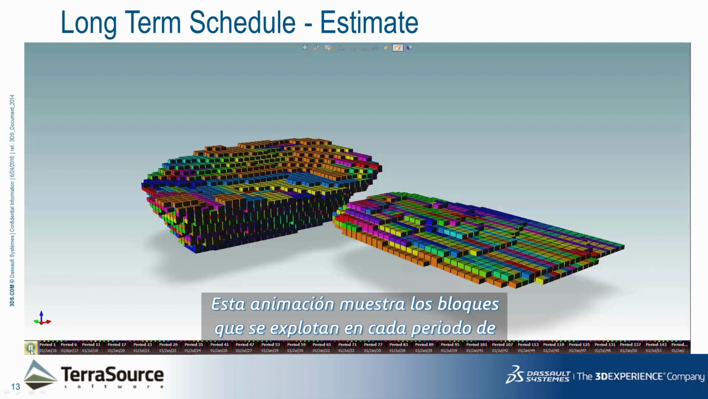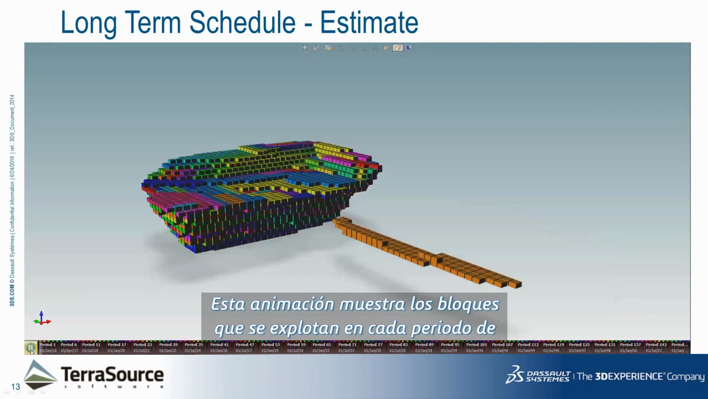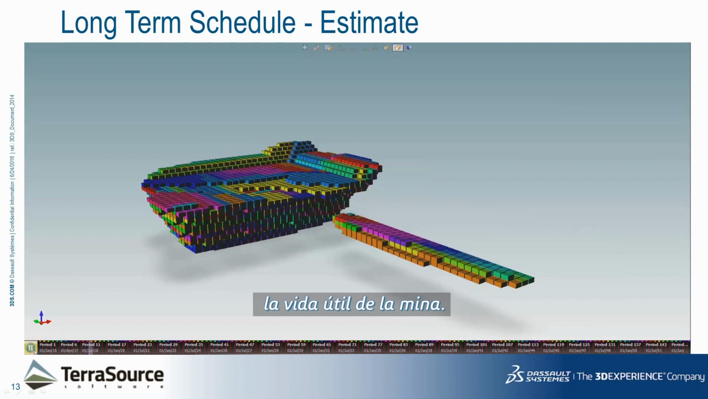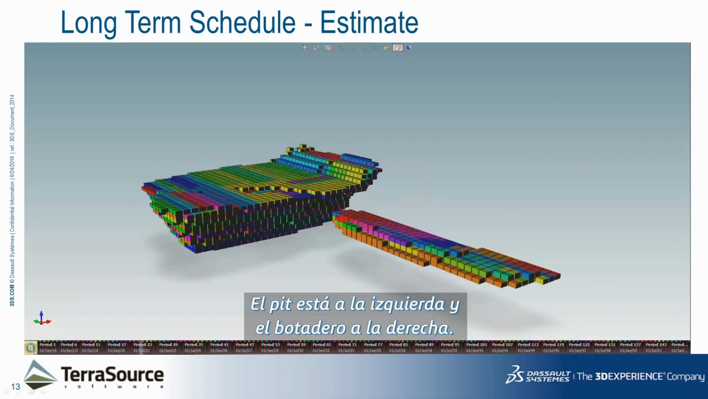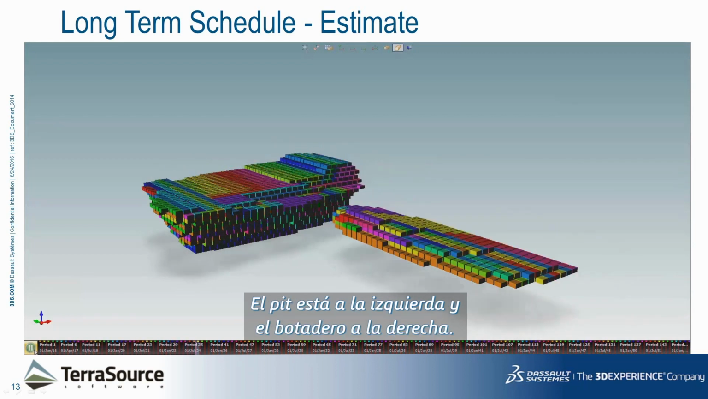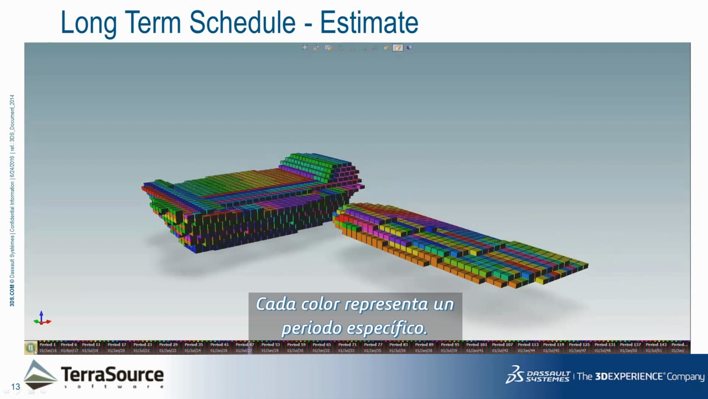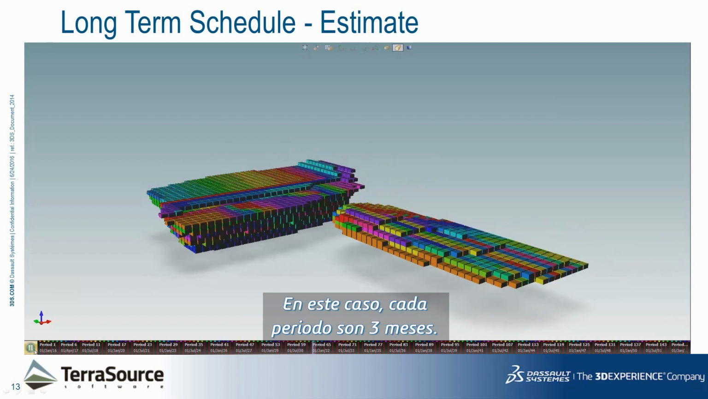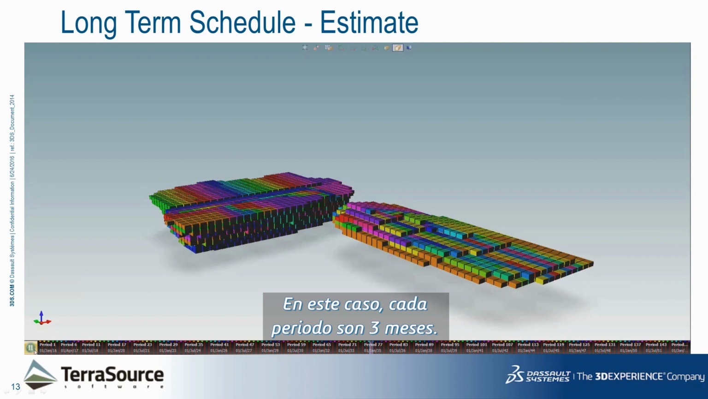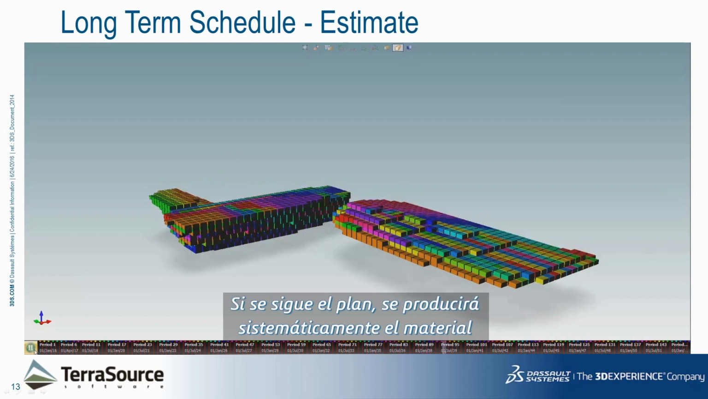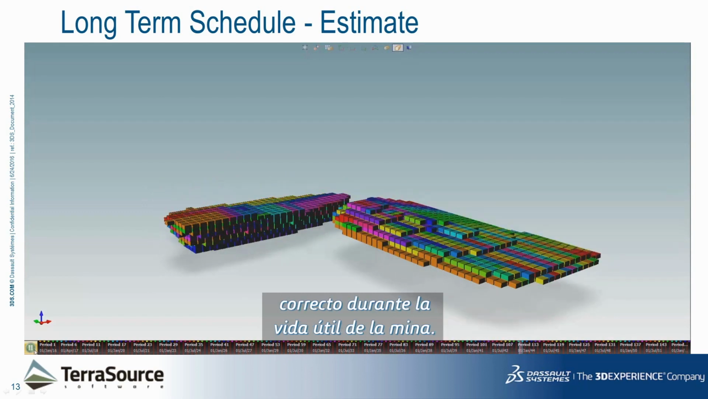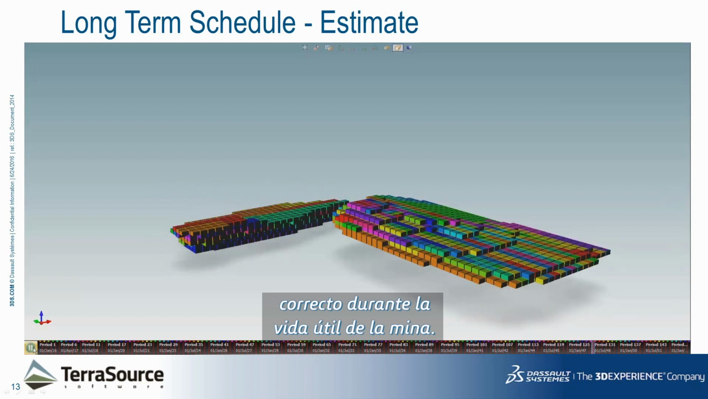This animation shows the blocks to be mined by period over the life of the mine. The pit is to the left and the waste dump to the right. Each of these colors represents a specific time period. In this case, a period is 3 months. If the plan is followed, the right material can be consistently produced over the life of the mine.